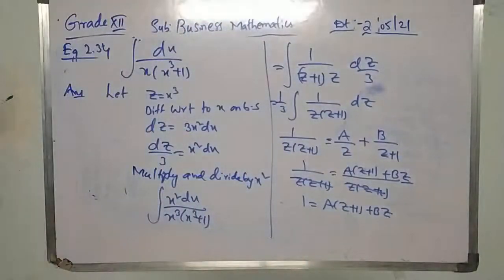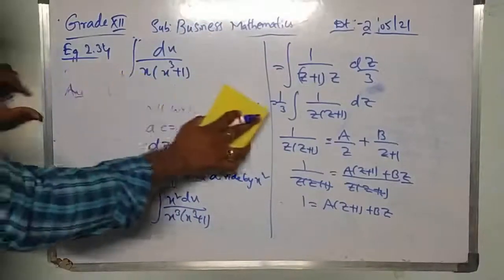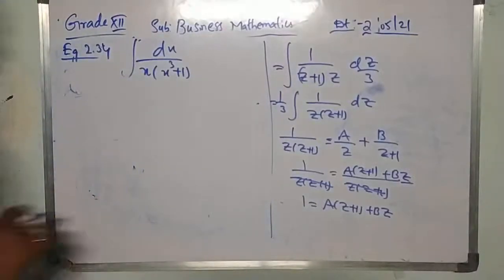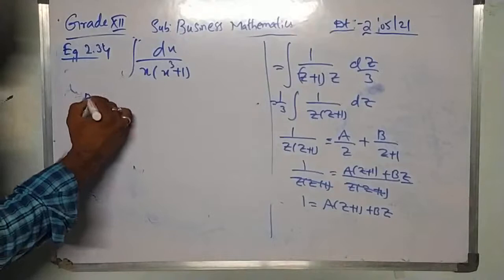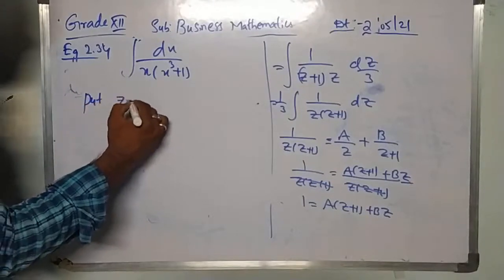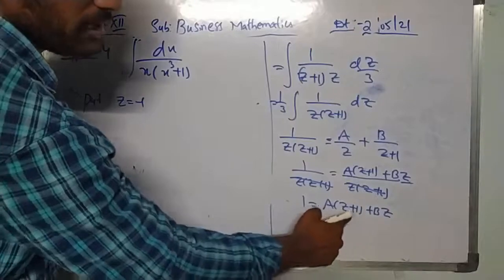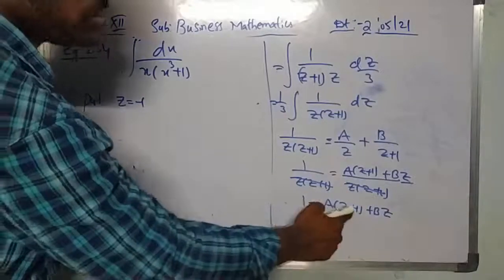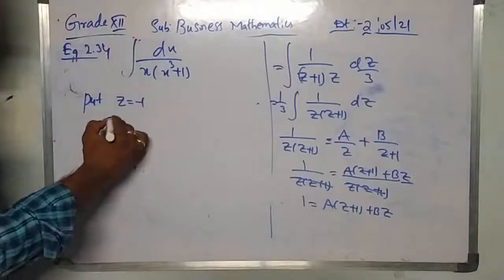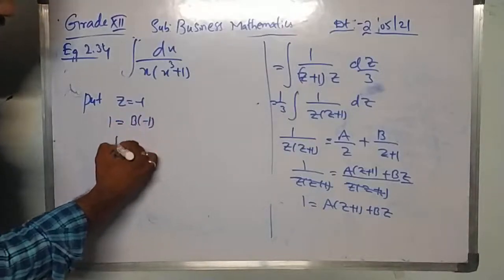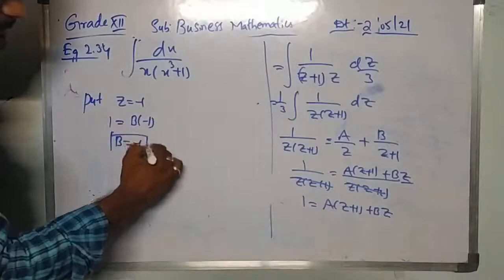Now we will substitute the values here. Put z is equals to minus 1. If I substitute z is equals to minus 1, z plus 1 gets 0. So a into 0 will be 0. So what is left here? 1 is equals to b into minus 1. So b value is minus 1 here.